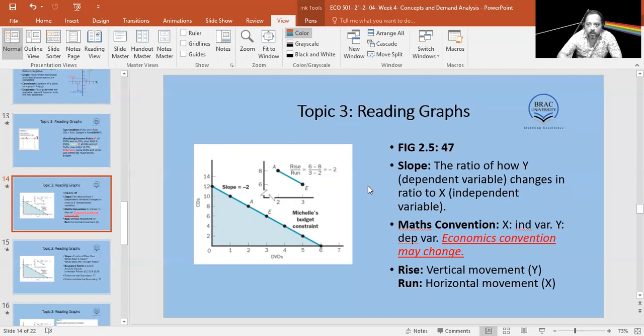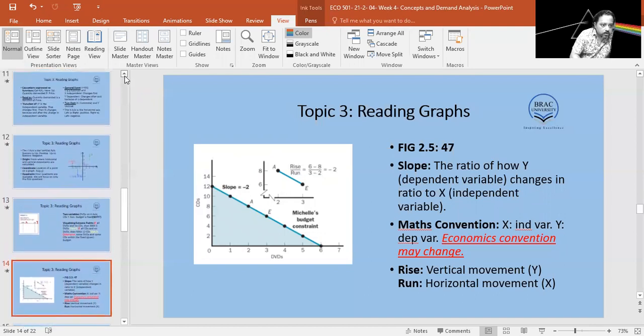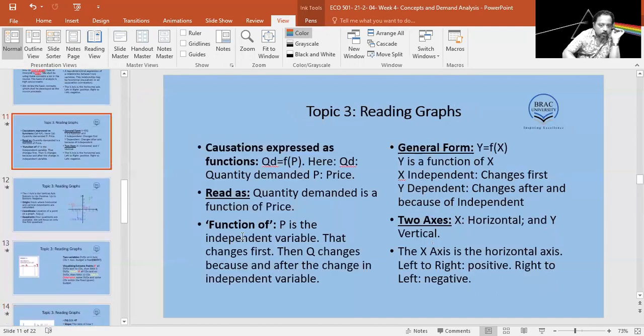So the math now, the important part of this video is that in mathematics, by convention, the independent variable is always on the horizontal axis, X. The dependent variable is always on the vertical axis, Y. Now, in our economics, we have defined the demand function. Supply will be the same as quantity demanded is a function of price. So price is the independent variable.